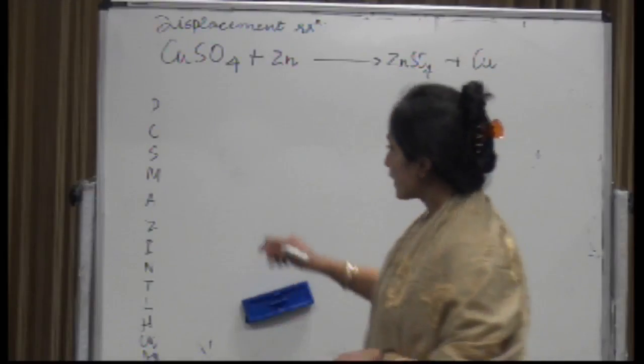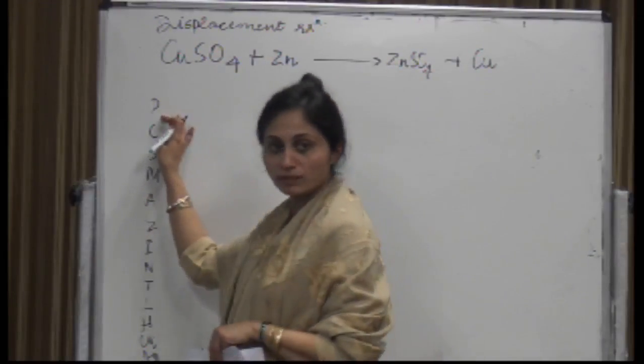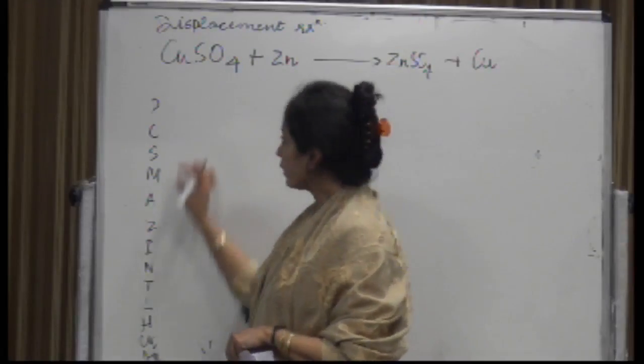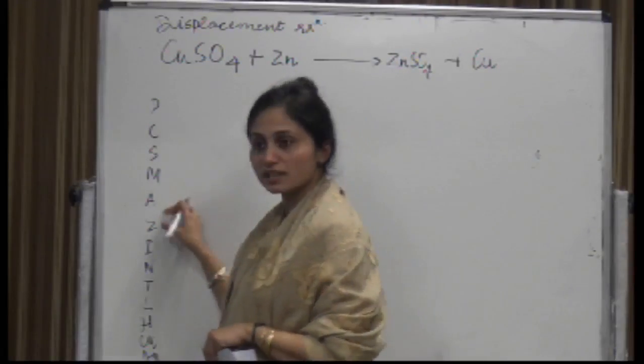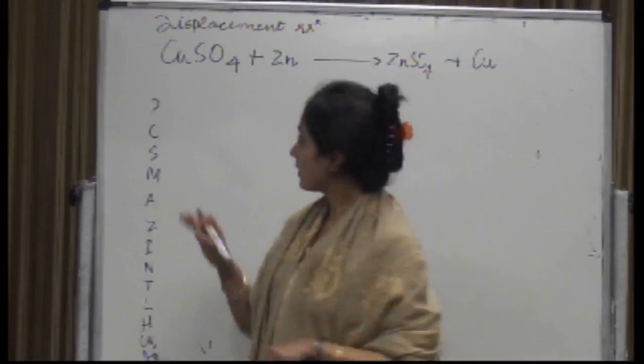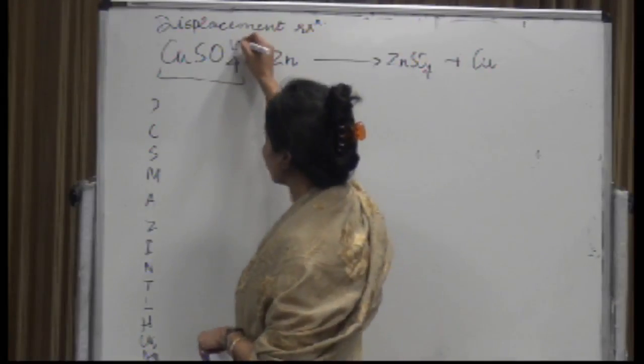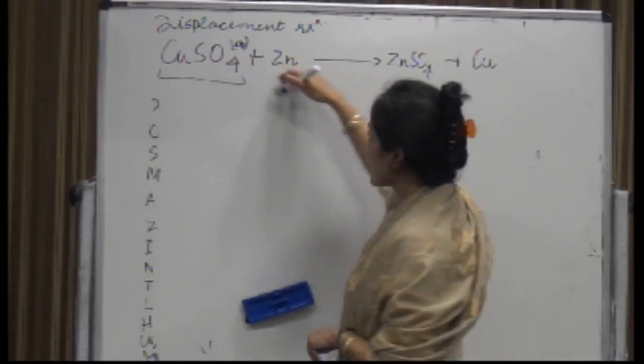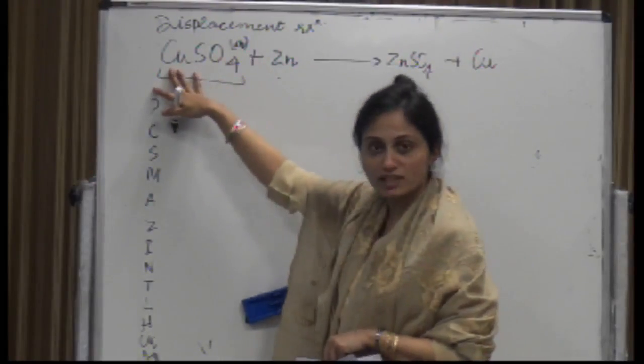That means if you're adding in the elemental form this one to a solution of any of the lower ones, then the more reactive metal will displace it from its solution. Like for example, here you had a copper sulfate solution and you added zinc to it. So now what is zinc doing? Zinc is replacing Cu2+ from its solution.